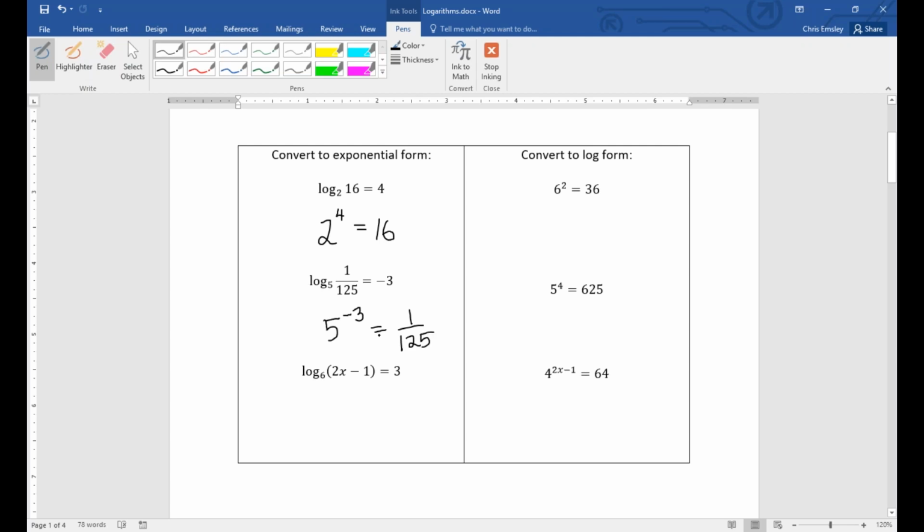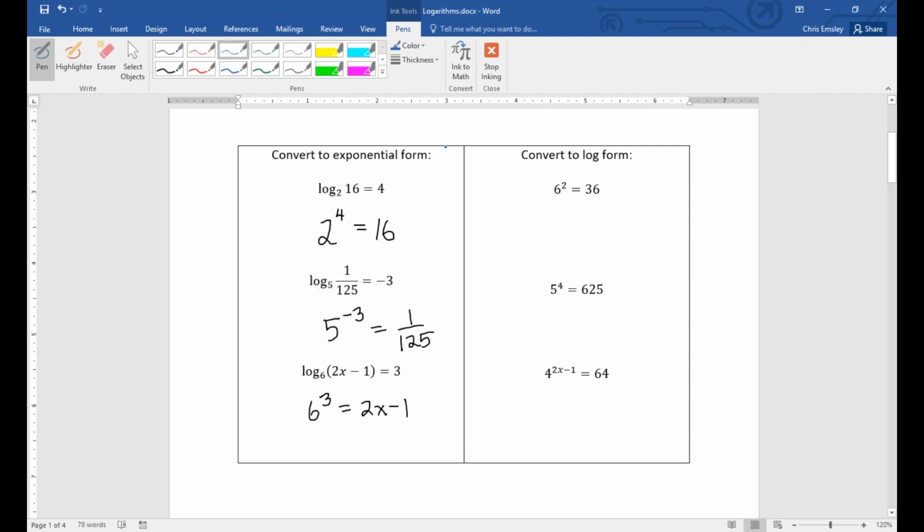Okay, we can do it too if there are variables. It still works the same way. The little subscript 6, that's our base. The answer 3, that becomes our exponent, and we set that equal to the argument. And this is one that we could actually go on to solve from here, but right now we're just converting forms.